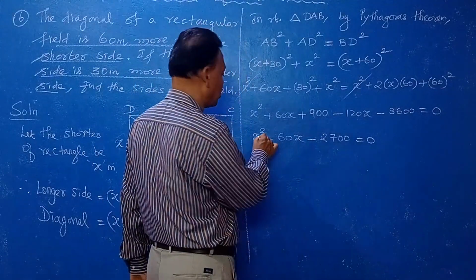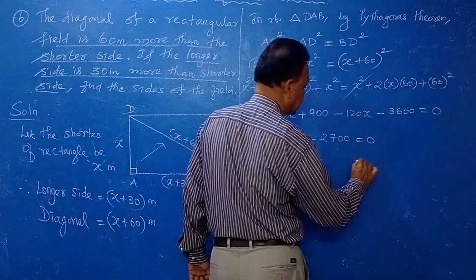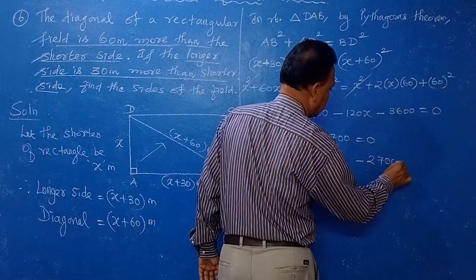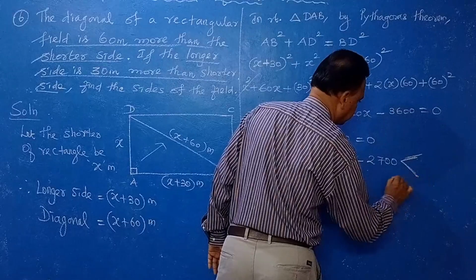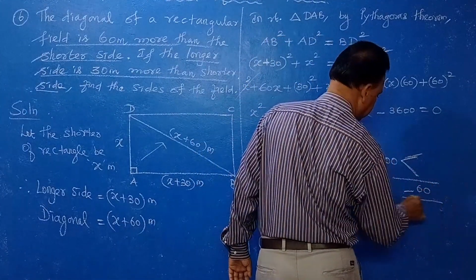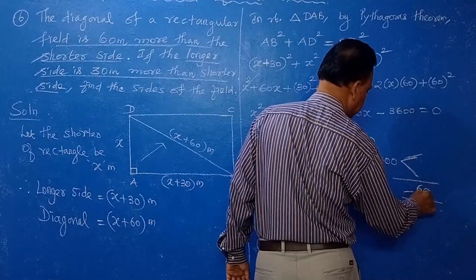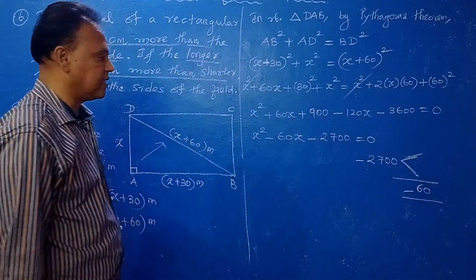Okay, now we have to factorize this one. Here the x squared coefficient 1 is there, so 1 into minus 2700, you split up such that the middle term you get minus 60. Such factors you have to find out. So what are the factors?